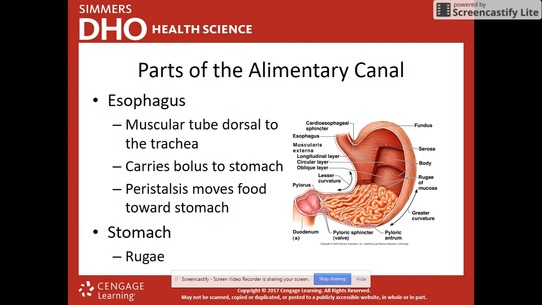Peristalsis is a fancy term for just the movement of food. So it's going to start squeezing at the top and squeezing and squeezing and squeezing until you get it all the way down. Think about when you're running out of toothpaste in your little tube, and you start at the back and you work all that toothpaste all the way to the front. Peristalsis does the same thing, and it's going to work the bolus all the way down the esophagus until it reaches the stomach.